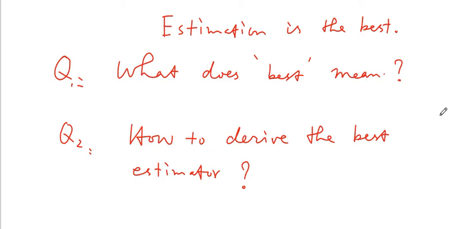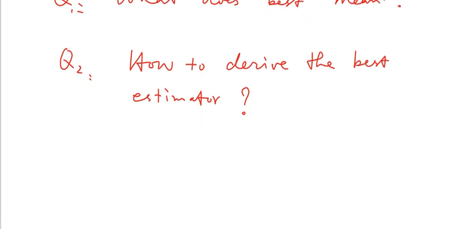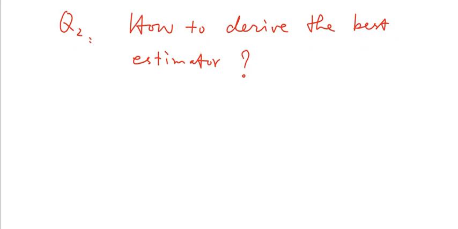And another question: maybe the best estimate does not always exist, right? But anyway, those are two bigger questions. What does best mean? So let's explain the first question. We say for question 1, answer 1: what does best mean?